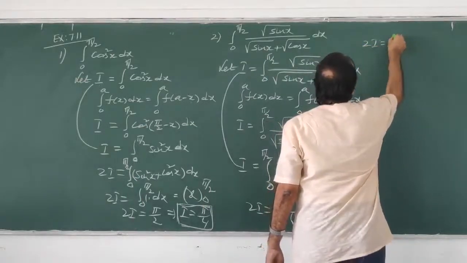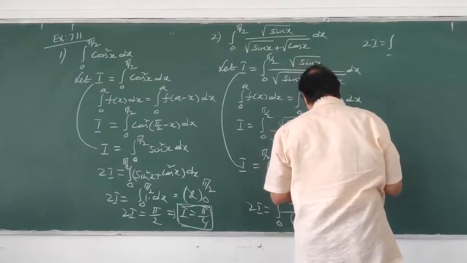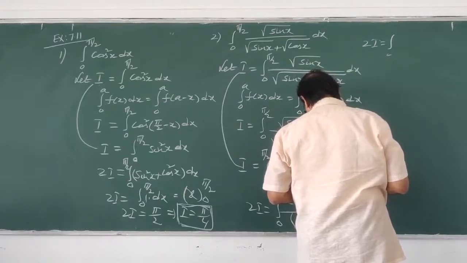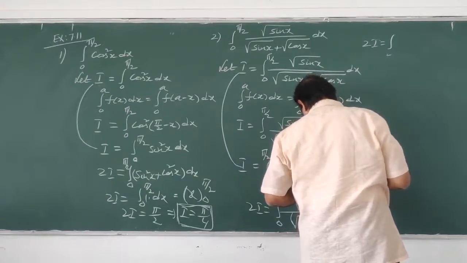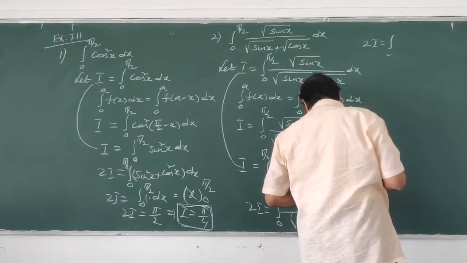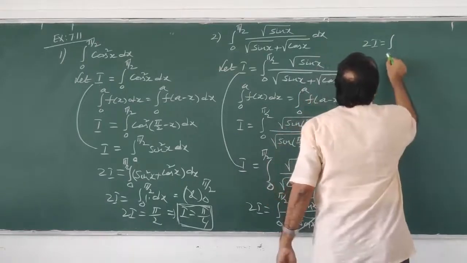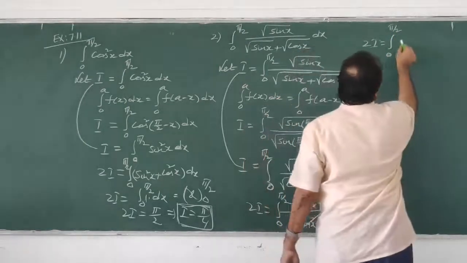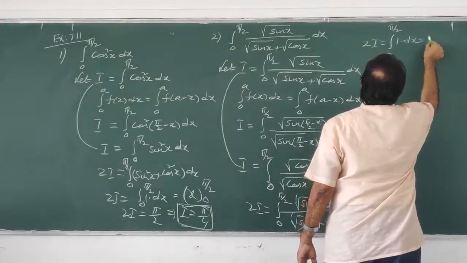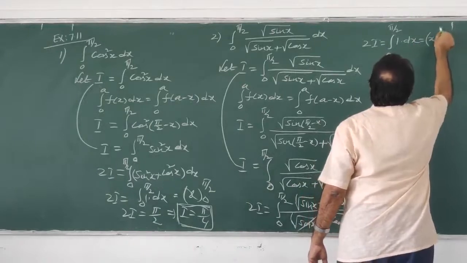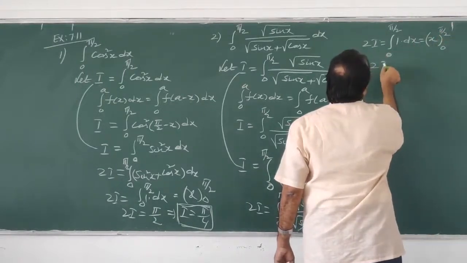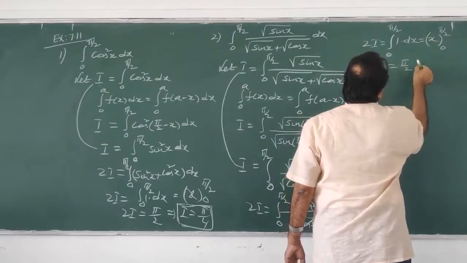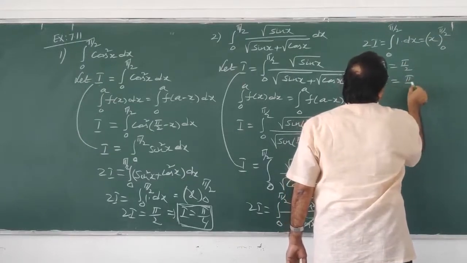Now when it gets cancelled, how much are you going to get? 2I is equal to the integral 0 to pi by 2 of 1 dx, because of the cancellation. The integral of 1 dx is x, from 0 to pi by 2, upper and lower limit. So 2I is equal to pi by 2, upper limit pi by 2, lower limit 0. So this implies I is pi by 4.